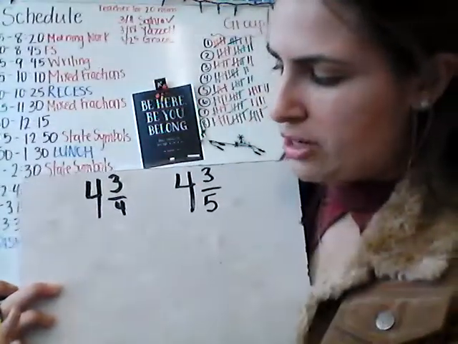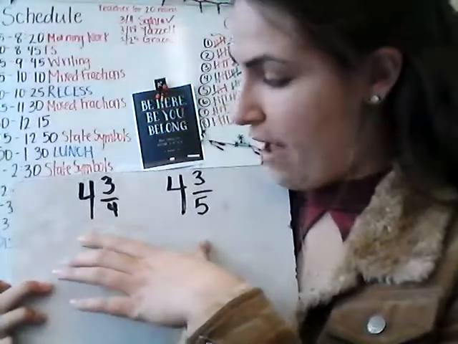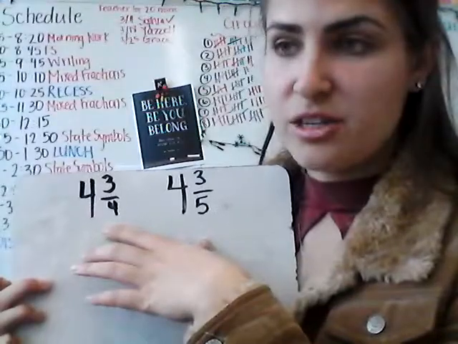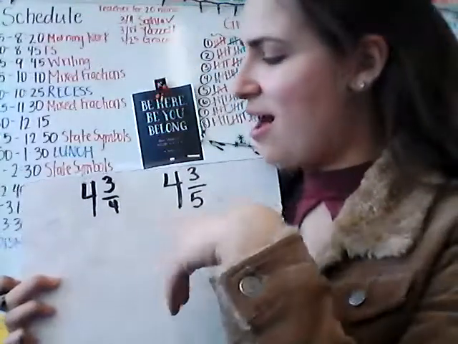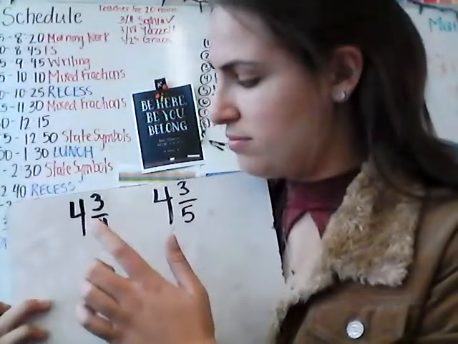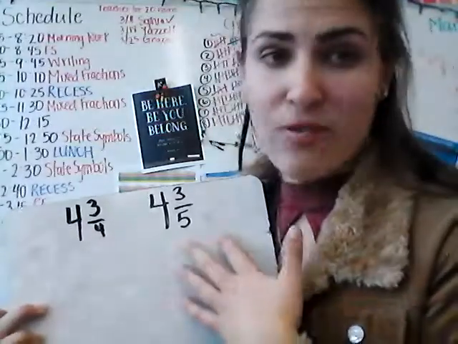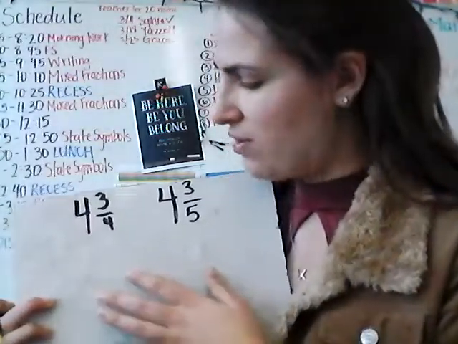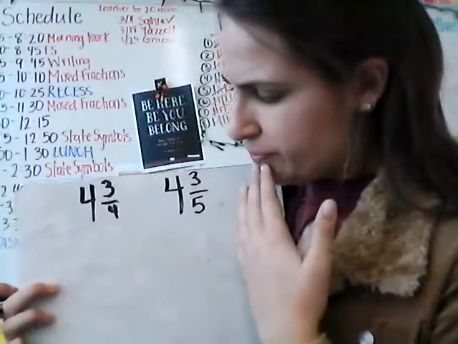The first thing we want to do is think of a common multiple of 5 and of 4. So that's numbers that both 5 and 4 can multiply to. So we could find multiples by skip counting. So 4, 8, 12, 16, 20, and so on. Same thing with 5, 10, 15, 20, 25. So we want to think of the smallest common multiple.